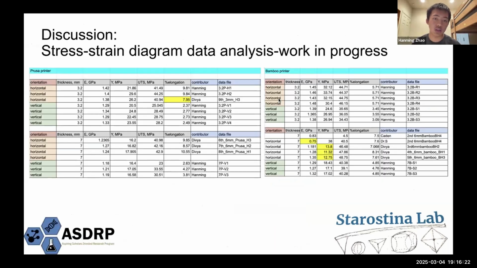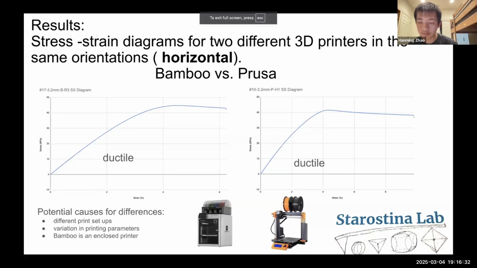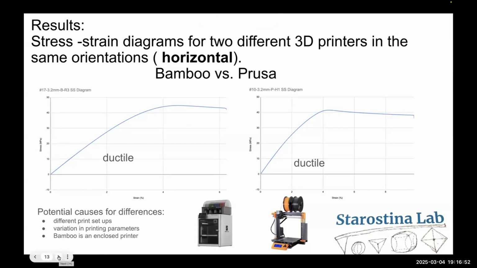Now let's take a look at the difference in the horizontal samples. If you could return to the previous slide. Yeah. Okay, so you can see how the Prusa printer is still somewhat more ductile than the ones printed by the Bambu. The Prusa also has a lower ultimate tensile strength. The Bambu printers consistently broke at around 5.5 to 6% strain, while the Prusa ones broke off at around 9.5% strain. Again, this will probably be caused by the differences in design and printing conditions in both printers.